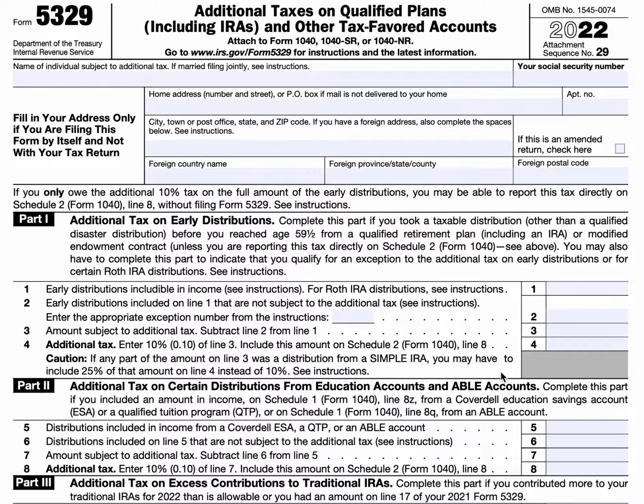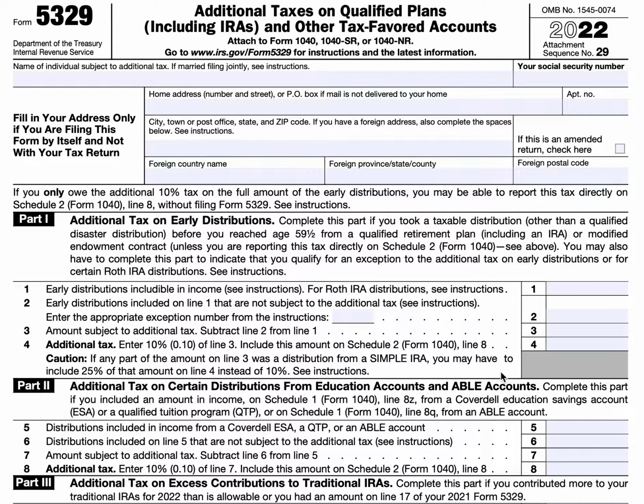Taxpayers should use Form 5329 to report additional taxes on IRAs, other qualified retirement plans, modified endowment contracts, Coverdell ESAs, QTPs, Archer MSAs, HSAs, or ABLE accounts. You must file Form 5329 if any of the following apply.